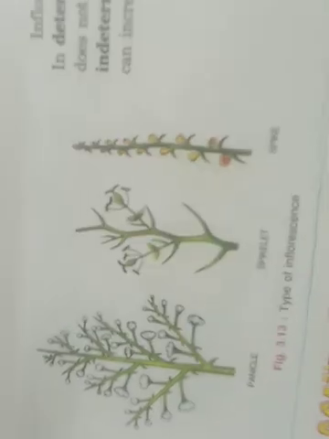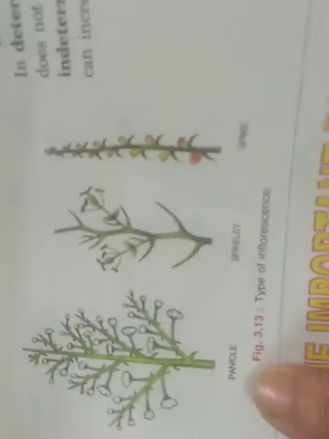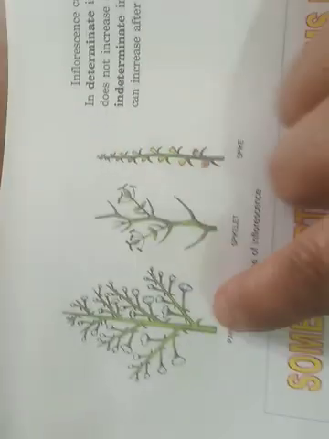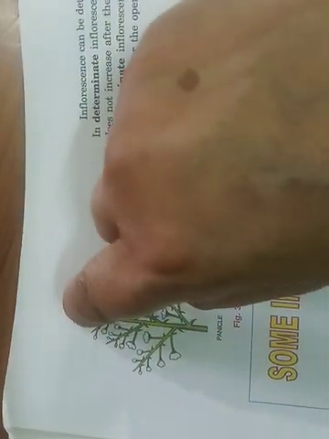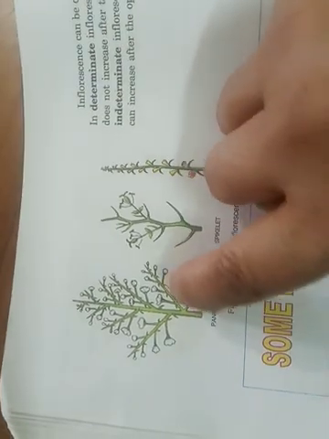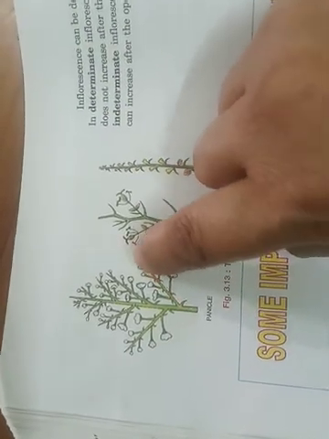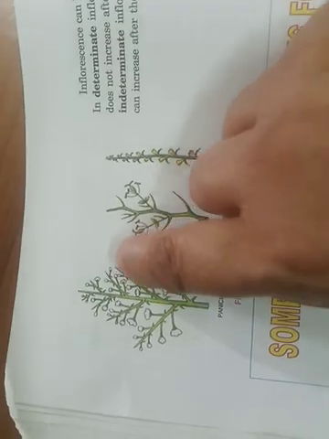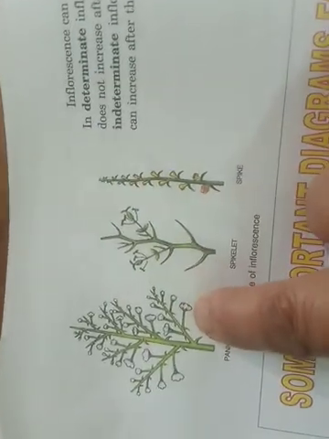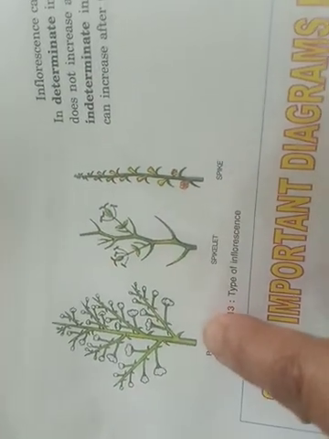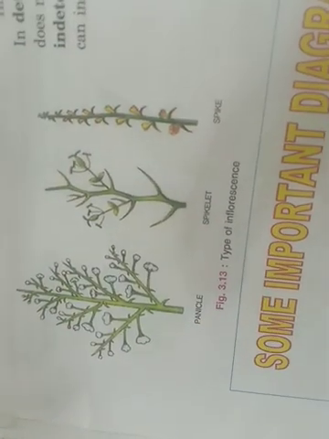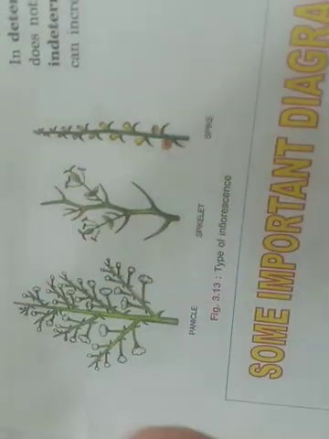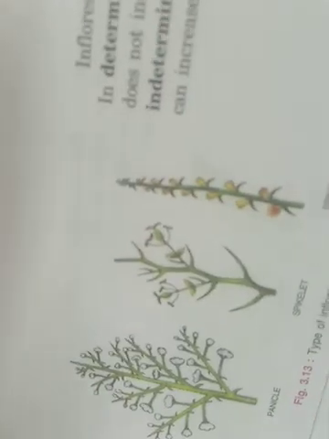Another arrangement is the panicle. In panicle, you can see the main axis keeps on growing, and here is one raceme, this is another raceme, and another. Many racemes you can see on this peduncle. That means we can call it a branched inflorescence, or we can call it by the name of compound raceme.